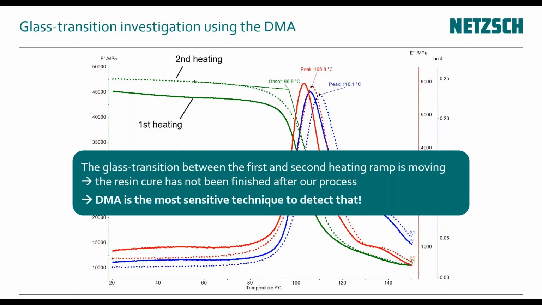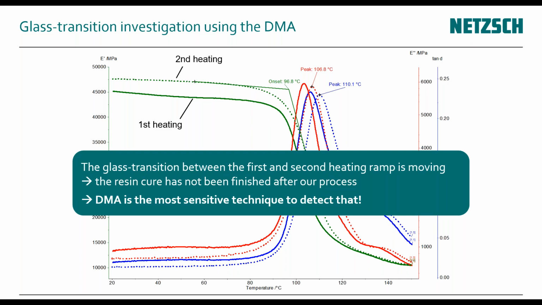And my take-home message, the primary take-home message of this talk, is that the DMA, dynamic mechanical analysis, is the most sensitive technique to detect that. As the mechanical transition is so large, we can easily detect the glass transition in the DMA. I say if the DMA does not see a glass transition, there is no glass transition.